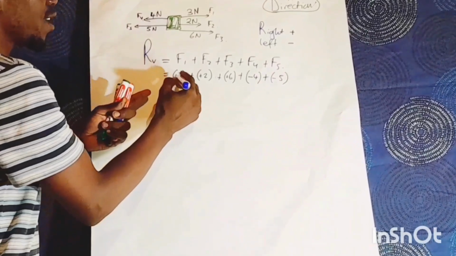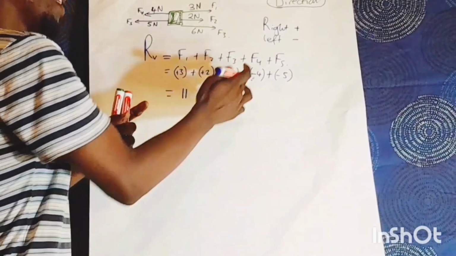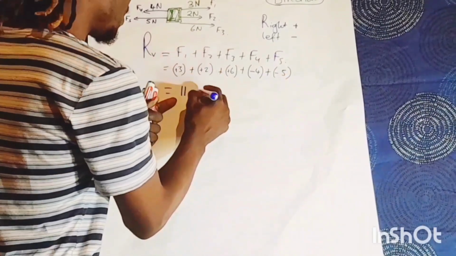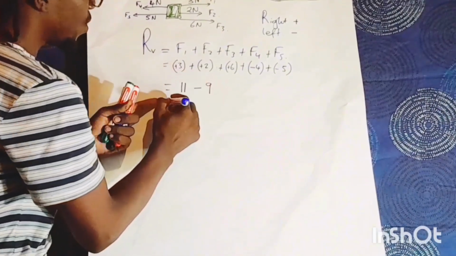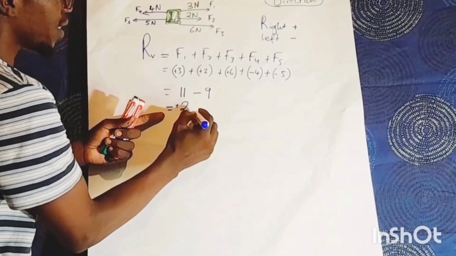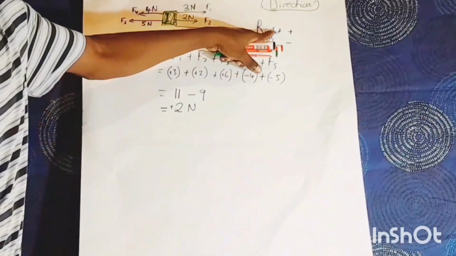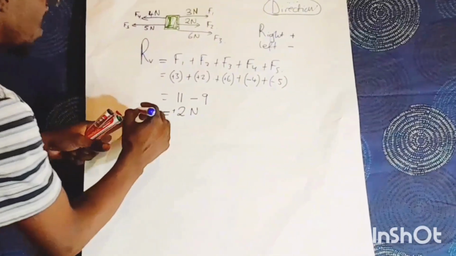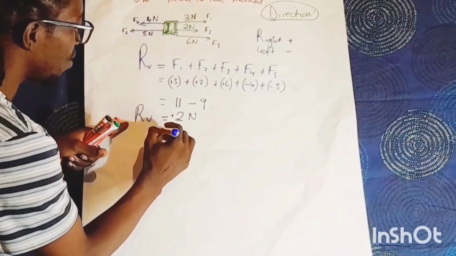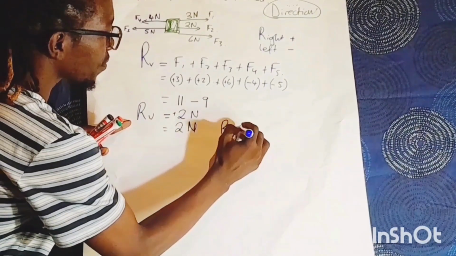So this will be 3 plus 2 plus 6, which gives me 11. And then minus 4 minus 5, which gives me minus 9. So this is going to be 2 Newton, which is positive. Now we go back to our direction. We said if it is positive, it means that it is going to the right. So our resultant vector will be equal to 2 Newtons to the right.